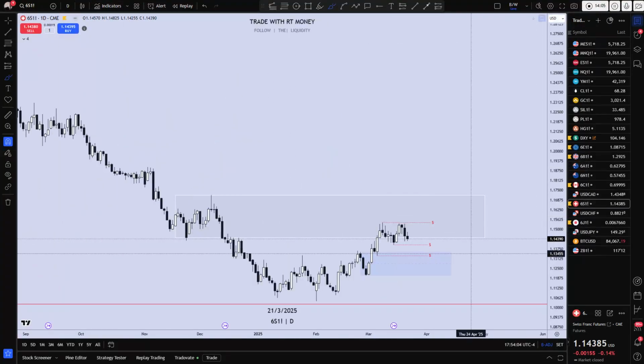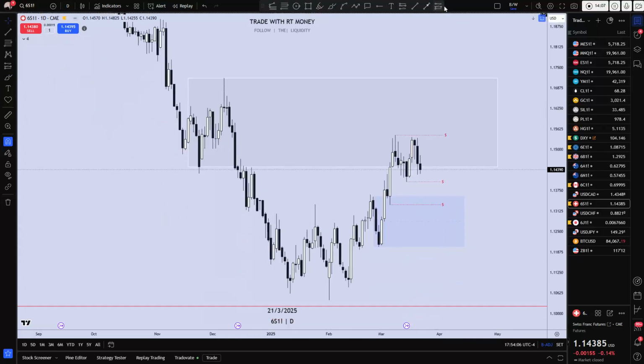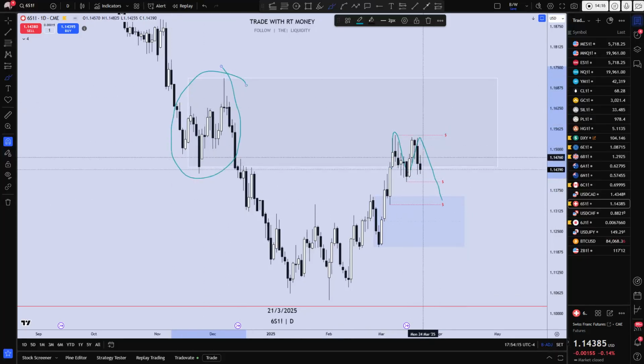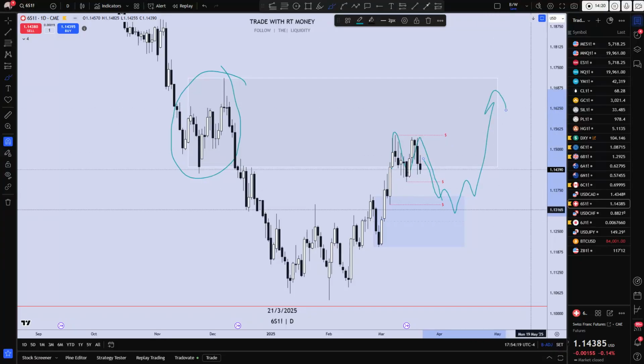If we look at the daily, you can see how price is double topped up here. And I'm looking at the reaction to this supply zone. I'm looking for this. Boom, boom, boom, boom. That's it. That's it on the daily. Waiting for price to patiently pull back into this demand zone.